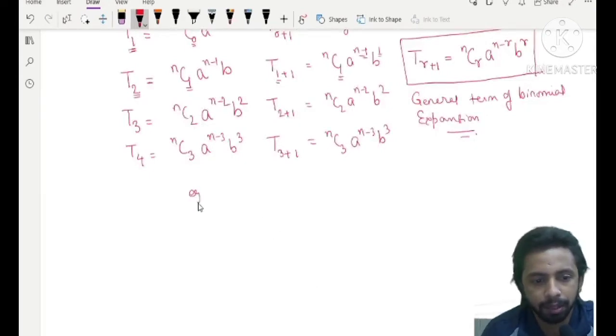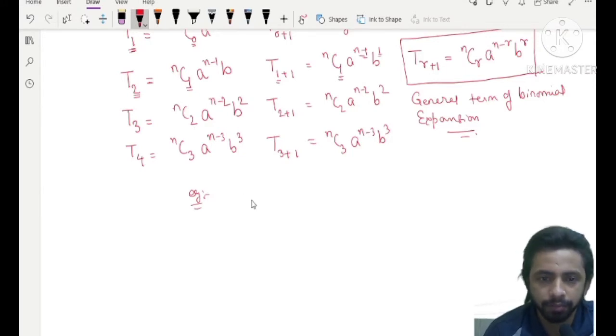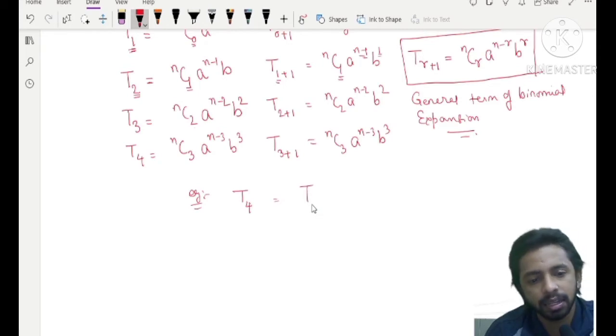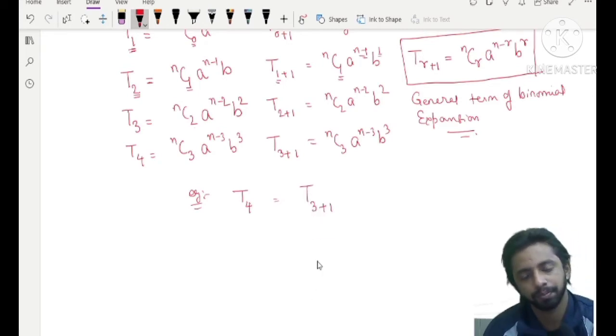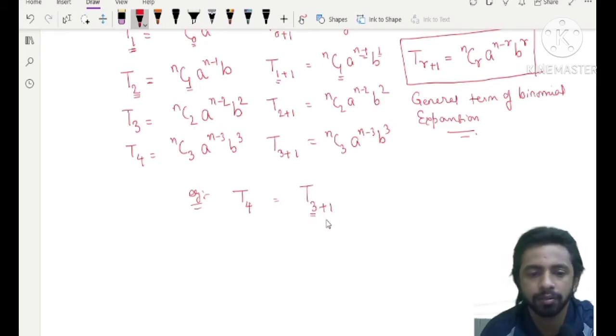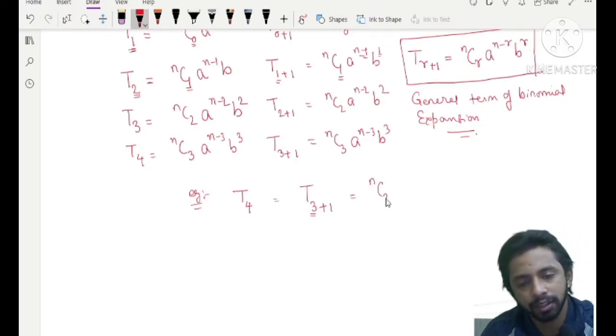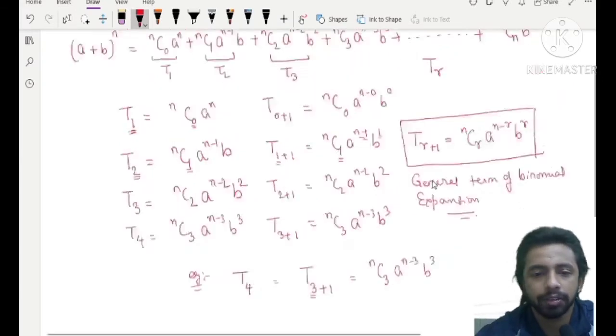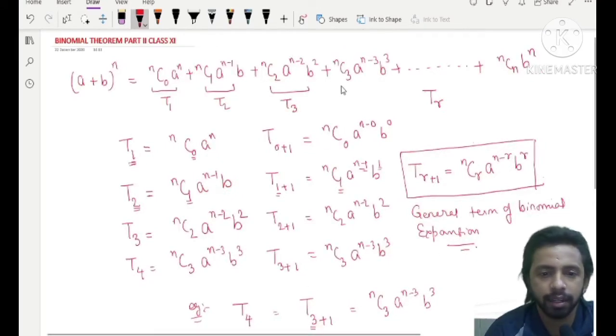For example, if I want to find the fourth term, then I can write this as t of 3 plus 1. Then the value of r will be 3. Then this formula will become nC3 a to the power n minus 3 b to the power 3. Now you can very well see that this is exactly equal to the fourth term.